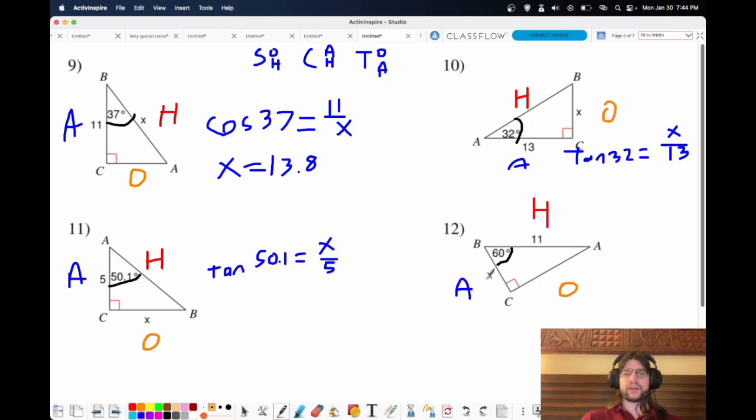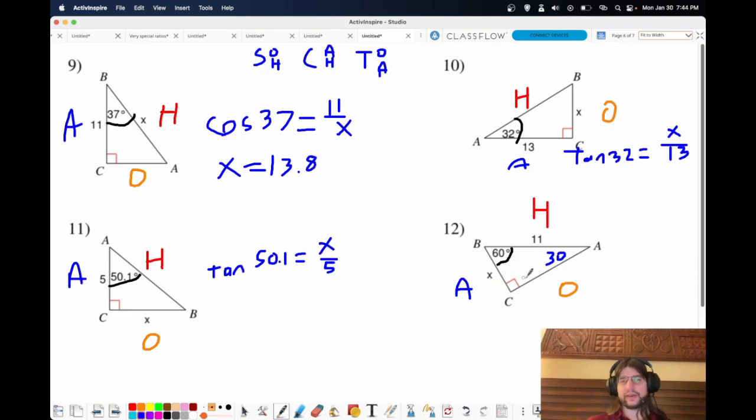Alright, so let's look at number 12. So if we look at it, it is a 60-degree angle. You can use your special rights to do this one. So if we look, we know the hypotenuse, and the 60 is over here. We don't care about that one. We need to get to the one across from the 30. That's 30, so crossing that's half of that. So our answer should be 5.5. We divide 11 by 2. However, we can still get the result the same exact way.